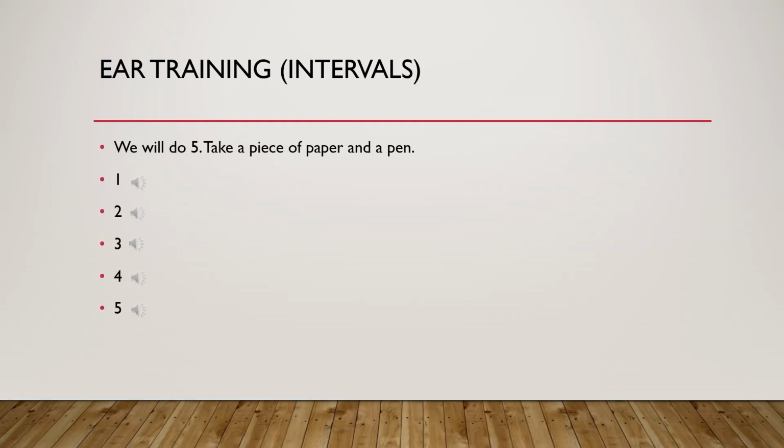So we will do a test. Take pen and paper and write the answers down. You can pause the video if you don't have pen and paper already. If you do have them, here will be the first interval. Interval number 1. And you can sing them if you want to, if that helps, or think about all the songs.